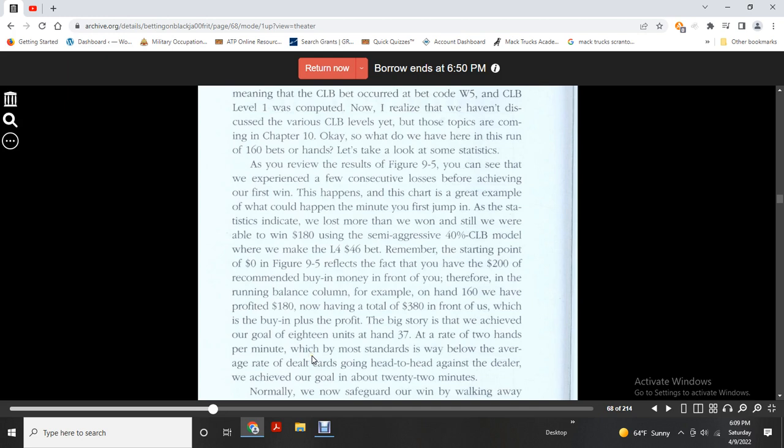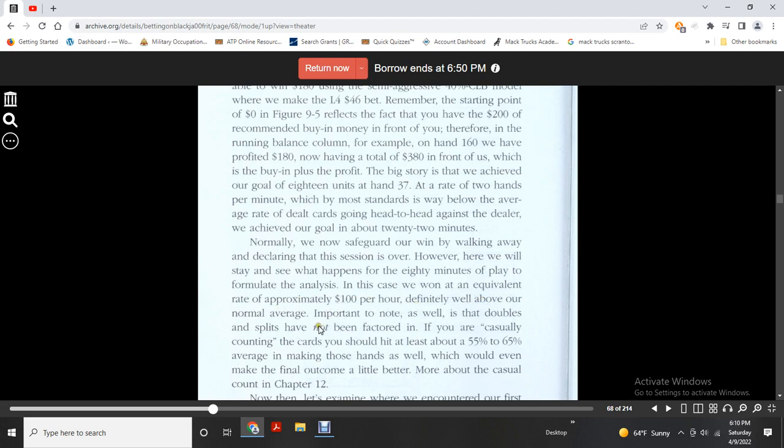The big story of the week is that the over goal is 18 units in 37 hands. A rate of 2 hands per minute, which must be standard, is way below the average rate with the dealt cards going head-to-head against the dealer, achieving the over goal in about 22 minutes. Normally, we now safeguard the win, walking away and declaring the session over. However, here we will stay and see what happens with 8 minutes of play, with a formulated analysis at an equivalent rate of approximately $100 per hour.